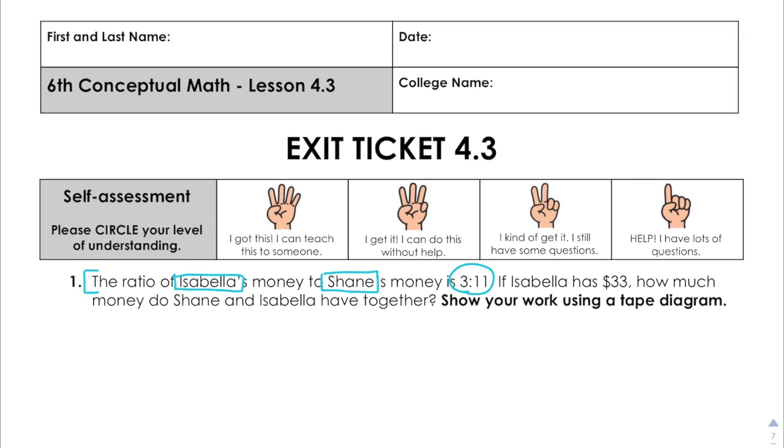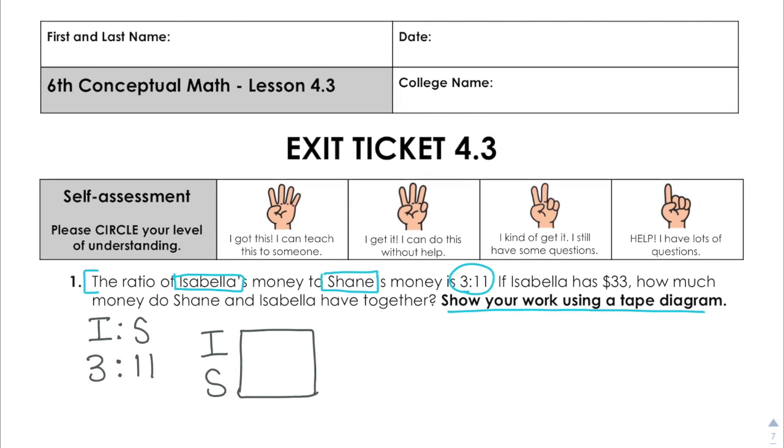Let's go ahead and get our cheat sheet ready and draw out a tape diagram because it says to show our work using a tape diagram. All right, so the ratio is going to be Isabella to Shane. And like I said earlier, 3 goes with Isabella, 11 goes with Shane. All right, so let's get that tape diagram drawn. 3 boxes are going to match up. Okay, and I need 8 more.